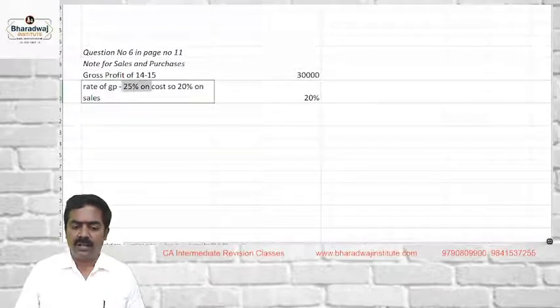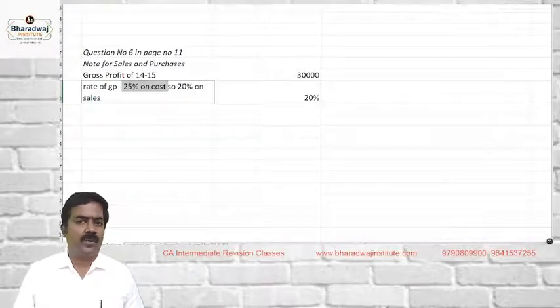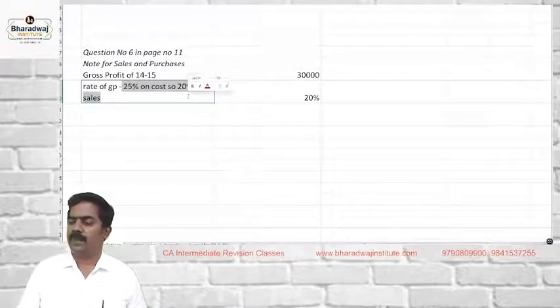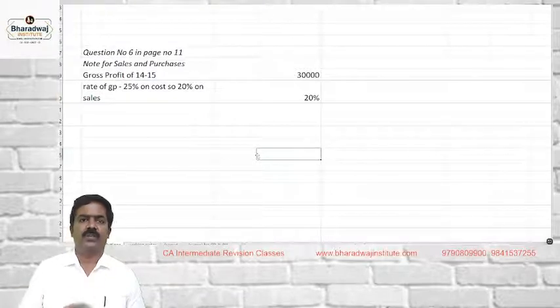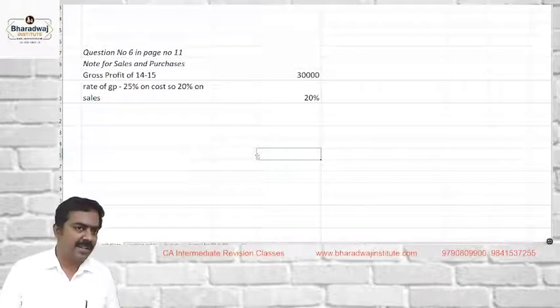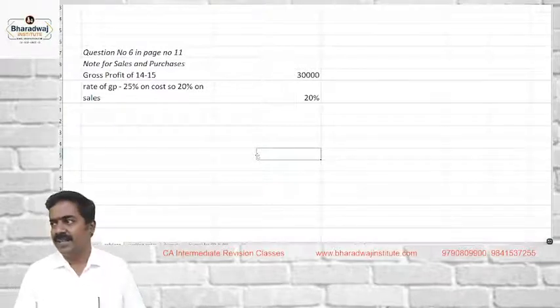25% on what? Cost. So 1/4 on cost, it can be written as what? 1/5 on sales. 1/5 is nothing but what? 20% on sales. 1/4 on cost can be taken as 1/5 on sales. 1/5 is nothing but 20% on sales.